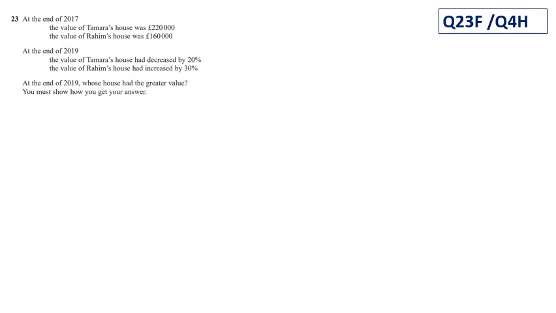Okay, so this question is about percentages, more accurately percentage increase and decrease. And since this is the non-calculator paper, we are going to use a non-calculator method to solve this. So I'll start by working out the value of Tamara's house at the end of 2019. Her original value was £220,000, so we'll say that's 100%.